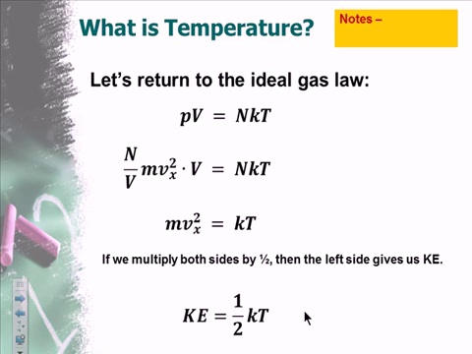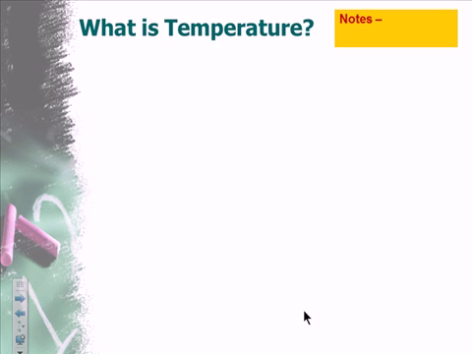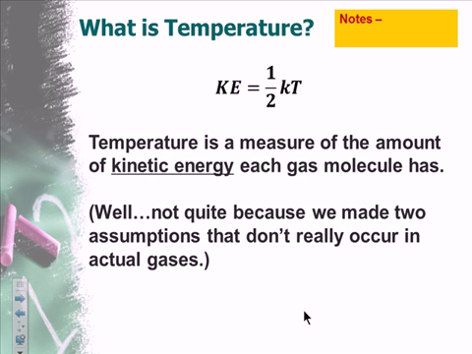Now we have a physical representation of what temperature is. It's not just how much cold or how hot something is, which are kind of like touchy-feeling things. We actually show that for an ideal gas, temperature is a measure of how much kinetic energy is in each molecule. Now, that's not quite true, because we've made a couple of assumptions that don't really occur in actual gases. But I'm going to address that next.